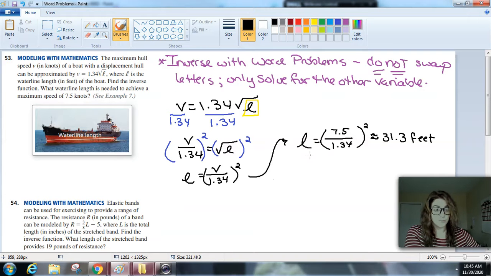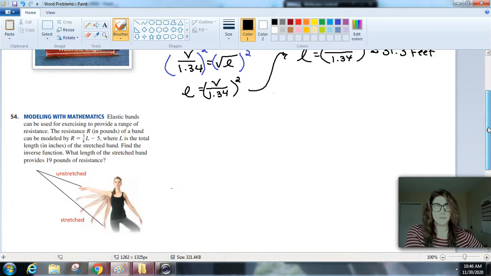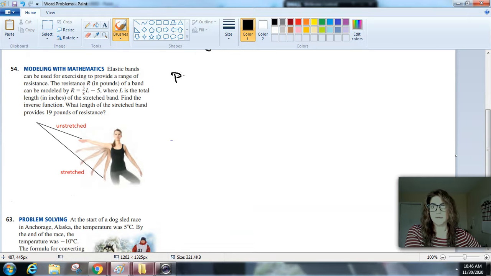I could still solve the problem without finding the inverse, but this makes it a whole bunch easier. If I already know what the equation is for L, then no matter what they ask me, if they ask me to find the length or if they ask me to find the speed, I have an equation set up easily for me to utilize. Okay. So for number 54, same thing. They're going to give us an equation. So in this case, we have resistance in pounds, my R, equals 3/8 the length in inches minus 5. All right, so if we have to find the inverse, we want to find the L, get that one by itself. We know we can add the 5 to both sides.